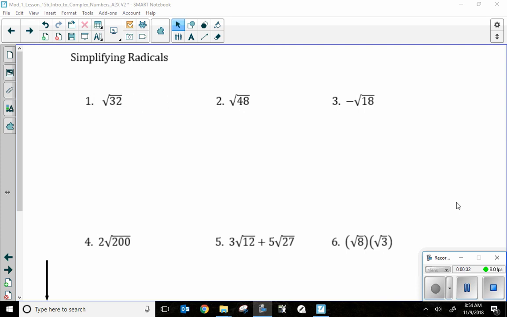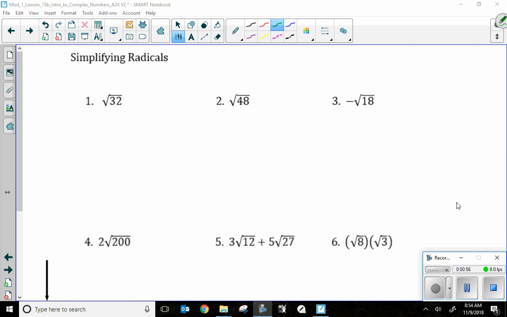Now, we cannot go into imaginary numbers until we get a little grip on simplifying radicals. This should be review. I'll do the first one kind of slowly, and the second one maybe even. But as soon as we start getting past that, I'm going to go through these quickly. So if you want to pause this, do them, then check your answers, you're fine.